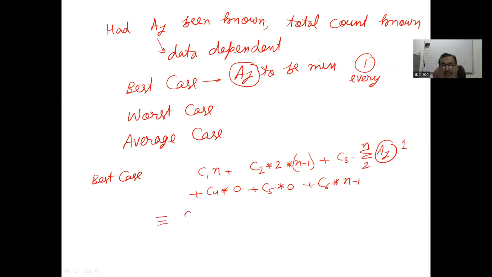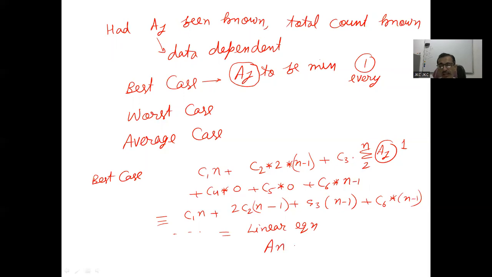That will be equivalently C1n plus 2 C2 into n minus 1, plus C3 into n minus 1, plus C6 into n minus 1. Ultimately, this will become some linear equation of n. I can say it will be nothing but an plus or minus b.